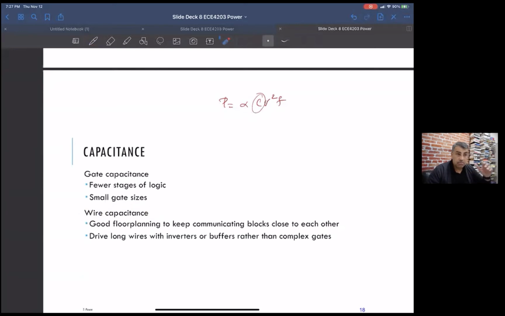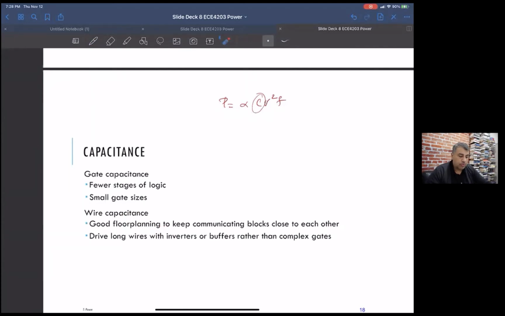This is the next chapter we're looking at, but imagine all the logic in this 1 billion transistor chip, and how much wiring you have connecting all these things together. It's a huge amount of wiring and a big part of capacitance. So one of the really important things is something called floor planning.